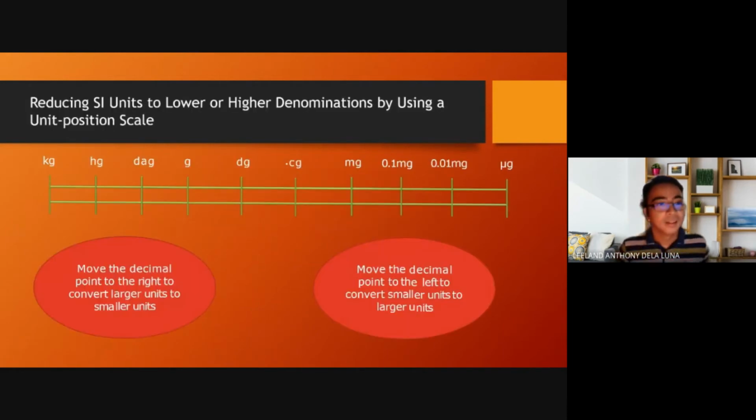Okay. So some fundamental computations, class. Usually, when we're reducing an SI unit to a lower or higher denomination by using a unit position scale, we move the decimal point to the right to convert a larger unit to a smaller unit. And we move the decimal point to the left to convert a smaller unit to a larger unit. Let's say for example, 100 milligrams. I want to convert this to kilograms. So, saan mag-move yung decimal place ko? It's going to move to the left.